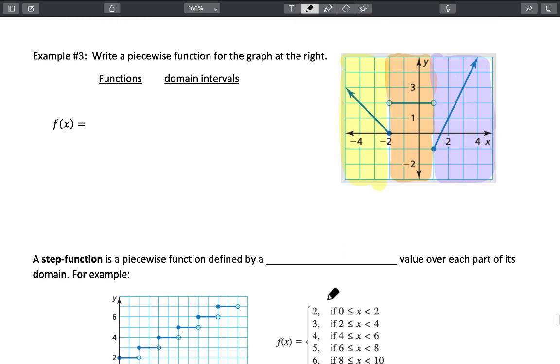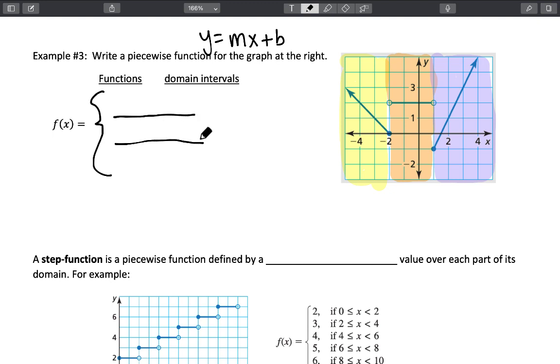All right, example 3 now. We're going to give you the graph at the right, and I actually color-coded your domain intervals for you. But now we have to write the equations, and we're going to write those equations out in slope-intercept form, mx plus b. All right, so to write this, we're going to start off with an open brace, and then we're going to leave some room for our functions, and then we're going to list our domain intervals after the commas.